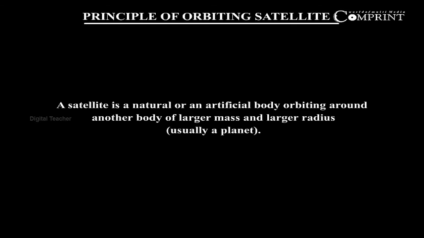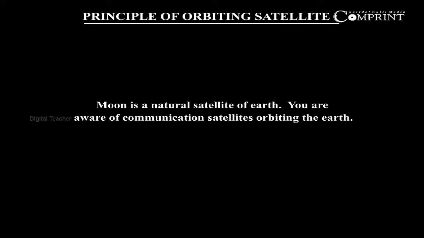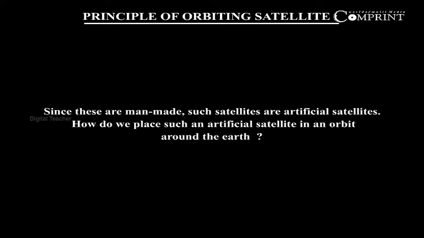Principle of orbiting satellite. A satellite is a natural or an artificial body orbiting around another body of larger mass and larger radius. Moon is a natural satellite of Earth. You are aware of communication satellites orbiting the Earth. Since these are man-made, such satellites are called artificial satellites. How do we place such an artificial satellite in an orbit around the Earth?